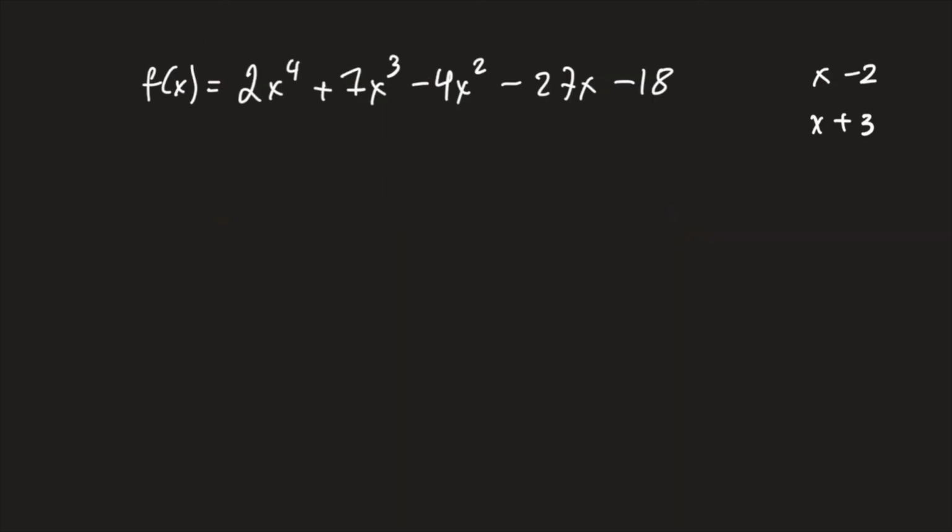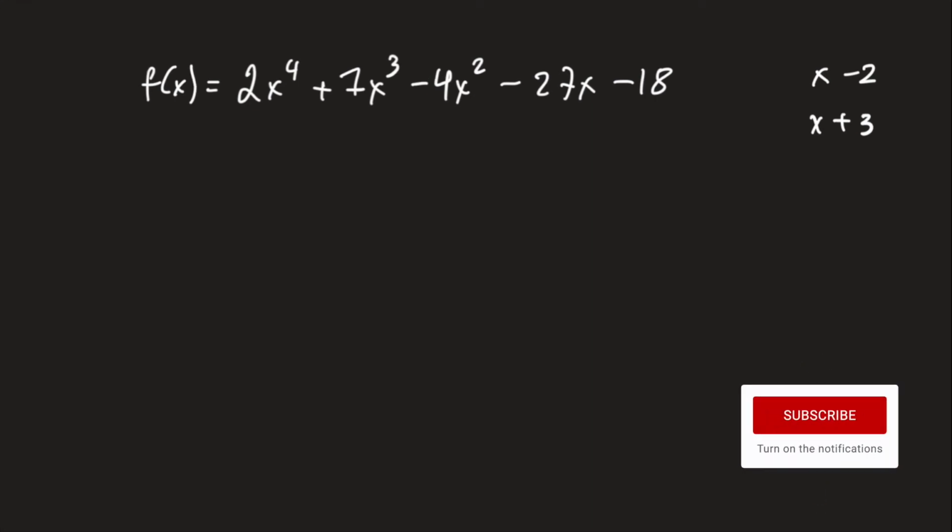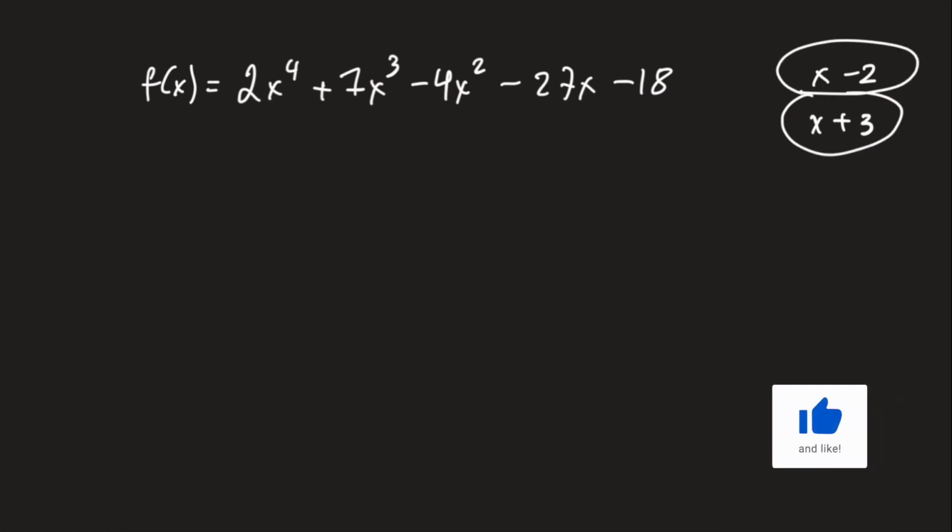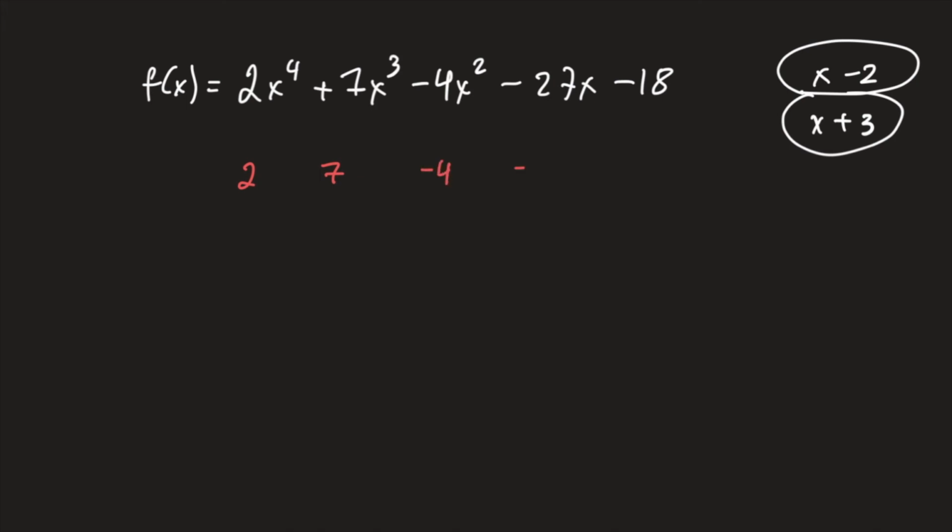In this last example, you're given a polynomial of degree 4, but you're also given 2 roots for this example. You're told that these 2 are indeed roots of this polynomial. Can you find the other two roots? So again, we're going to use synthetic division because it's just that much faster. I'm going to start by putting all the coefficients in, which are 2, 7, -4, -27, and -18.